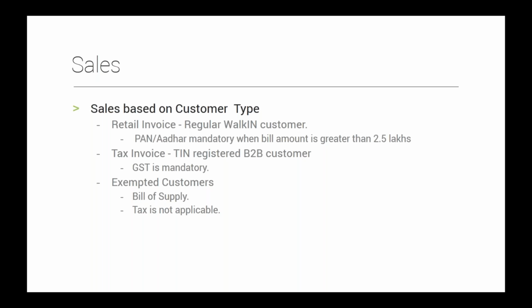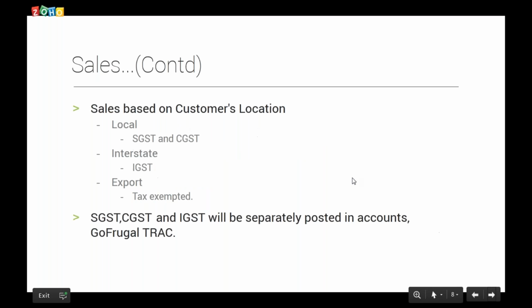Moving on to customer location type, the same as distributor. The customer's location may be local, interstate and export. If I sell to a local customer, as shown before, the tax will be split into state GST and central GST. In case of an interstate customer, the sales tax would be just IGST. In case of export, that is my customer is living in a country other than India, the tax will be exempted.